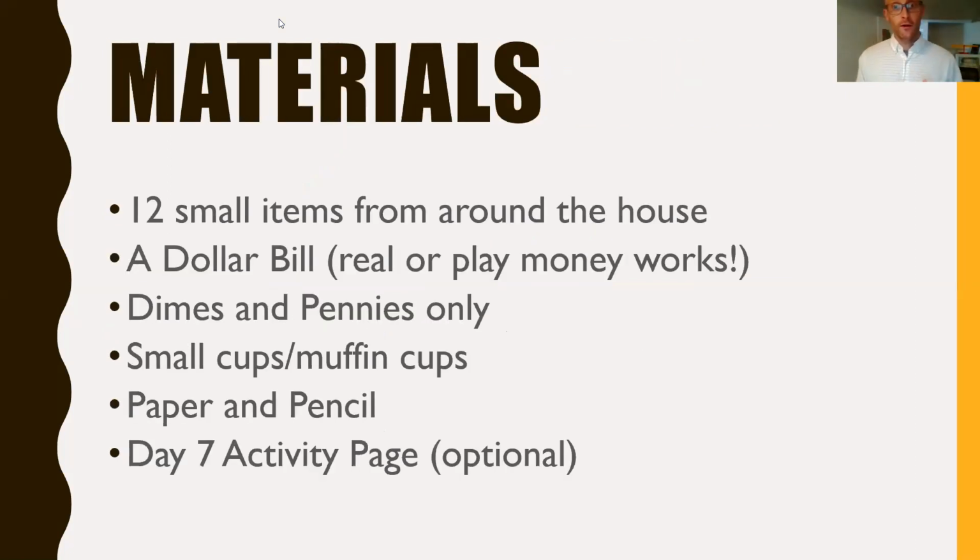What you need today is 12 small items from around the house. Maybe you use those same 12 items that you used last week for our buyer's store, or maybe you want to choose different ones. It's up to you, but make sure you get mom and dad's permission for whatever items that you're using. You need a dollar bill. A real dollar bill or play money works too.